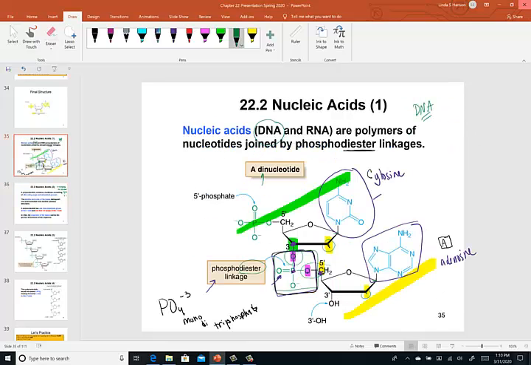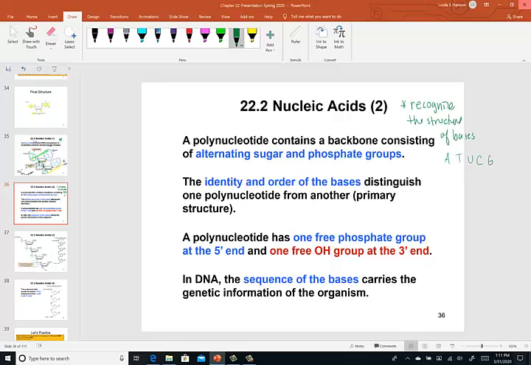The 5' end has a phosphate group that's free. The 3' end has a hydroxyl group that's free. Now in the joining, 3 connects to 5 when the two nucleotides are joined together. So meaning at the 5' end, there's a phosphate, and down here at the 3' end, there's a hydroxyl group left free.